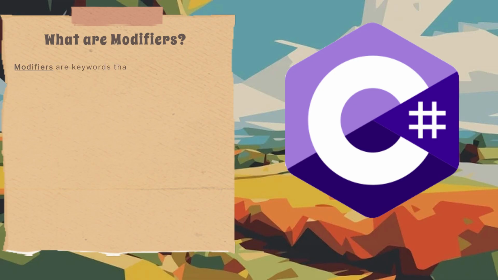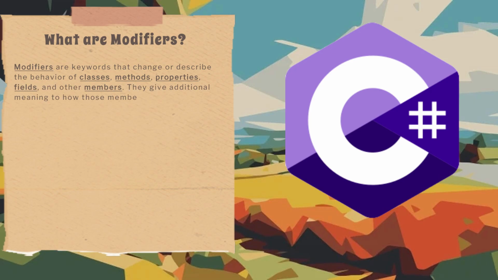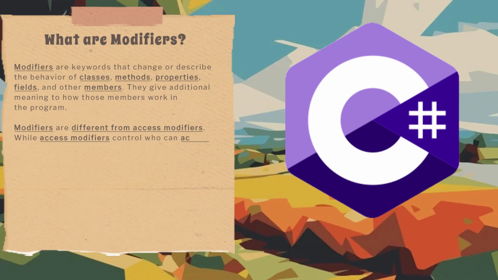Modifiers are keywords that change or describe the behavior of classes, methods, properties, fields, and other members. They give additional meaning to how those members work in the program. Modifiers are different from access modifiers. While access modifiers control who can access a member, modifiers describe how a member behaves.